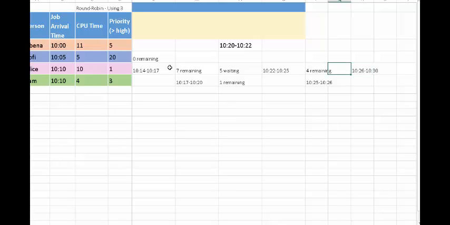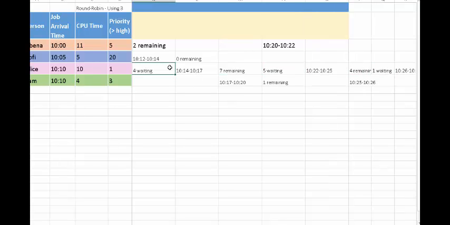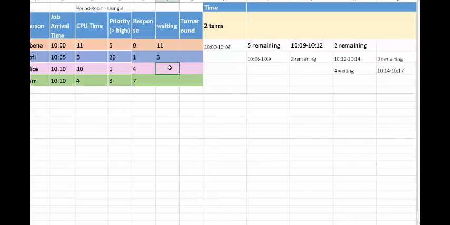And for this one, also waiting for 3. Oh no, not waiting for this, it's waiting for 1. So waited 1 plus 5 plus 4, that's a total of 10.